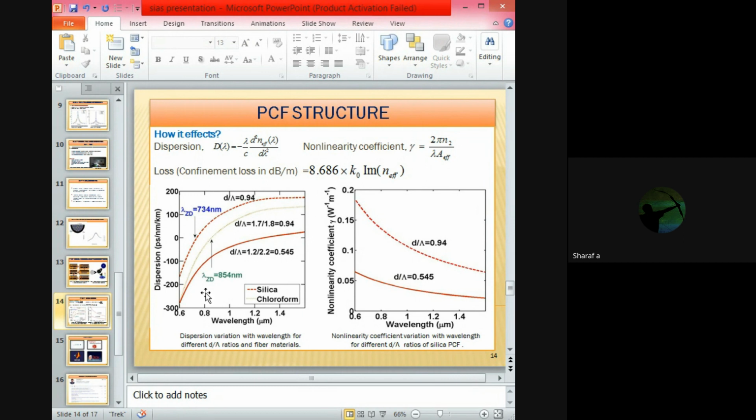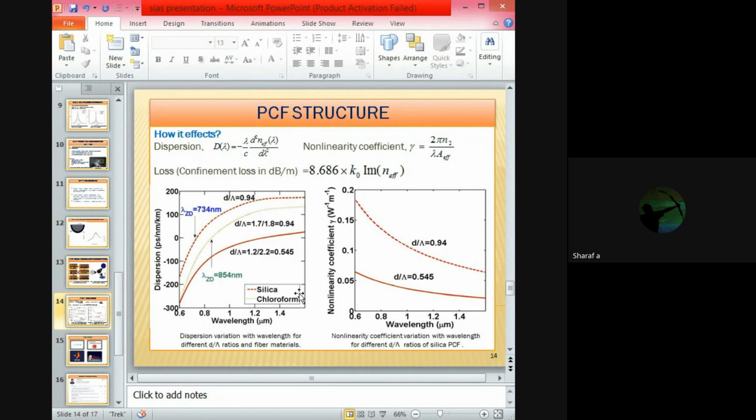As you can see from this figure, the dispersion can be shifted very largely with a very small change in d by lambda ratio, which is the ratio of the diameter of the air hole to the distance between the air holes. So only by changing the geometry, you can change the dispersion properties, the nonlinearity properties, and the fiber loss. This is a very easy method, which will give you more flexibility in attaining an optimized structure for the fiber as compared to the step index fiber.